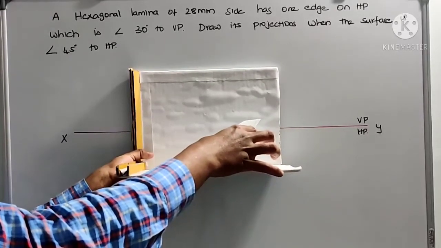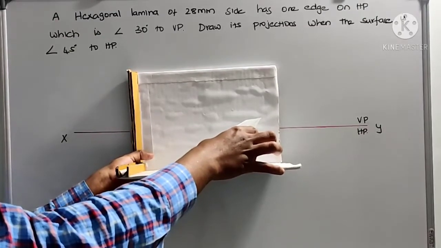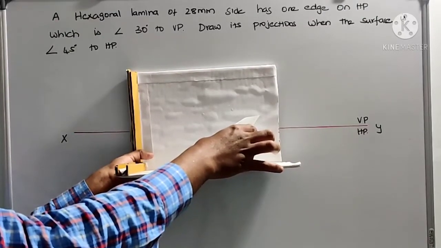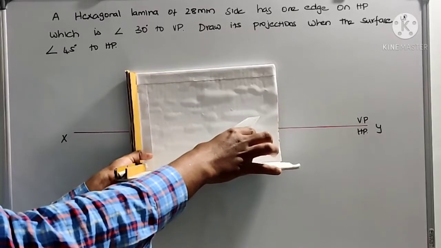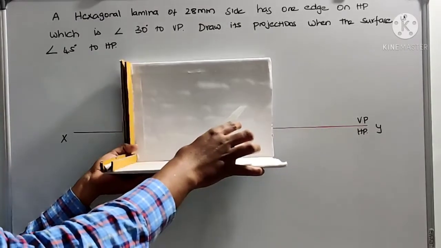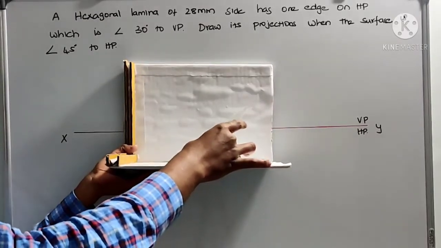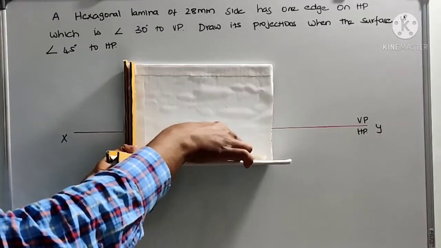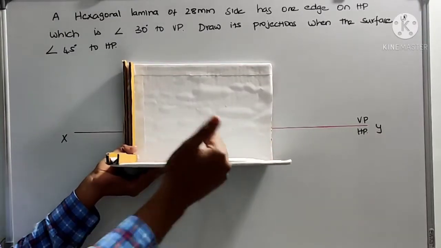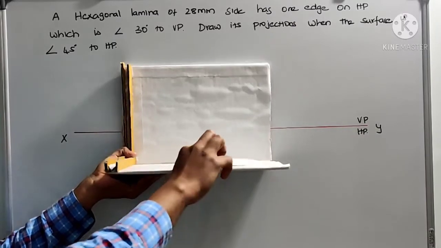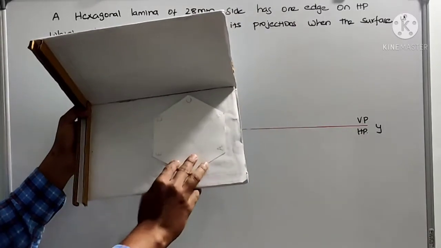If you take the front view and top view, you will see the deformed shape in both the front view and top view. So you need to use the change of position method. You remove both the angles and draw the front view. It will be a straight line. On the top view, it will look something like this.